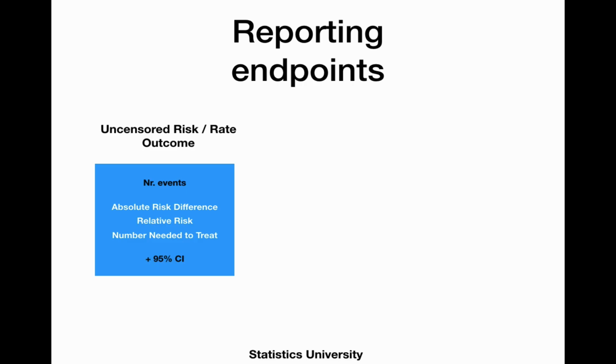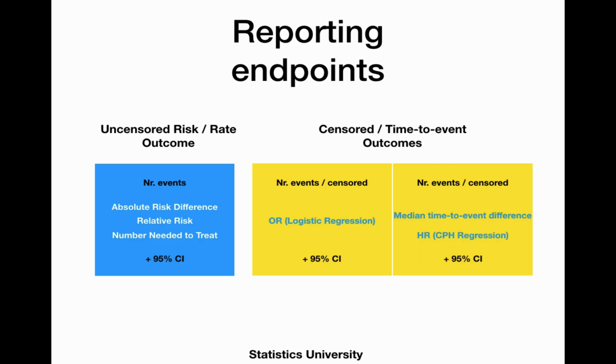In uncensored outcomes, such as risk and rate outcomes, you should specify the number of events observed in the different groups, as well as the absolute risk difference, relative risk, and, if interesting, the number needed to treat, together with the 95% confidence intervals. Now, in censored outcomes, you should mention the number of events and number censored in the different groups, as well as the odds ratio for logistic regression and its 95% confidence interval.